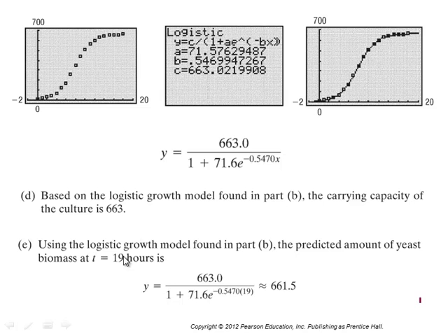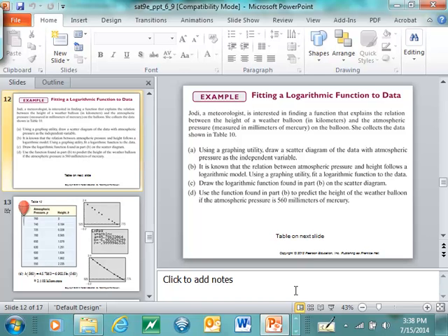To answer part E, what's the predicted amount of yeast biomass at T equals 19 hours? Well, replace x by 19. X is going to be the time variable. And evaluate this function at T equals 19. And that works out to be 661.5. Okay? So there you go. There's a real quick lecture on doing regression for exponential, logarithm, and logistic functions.